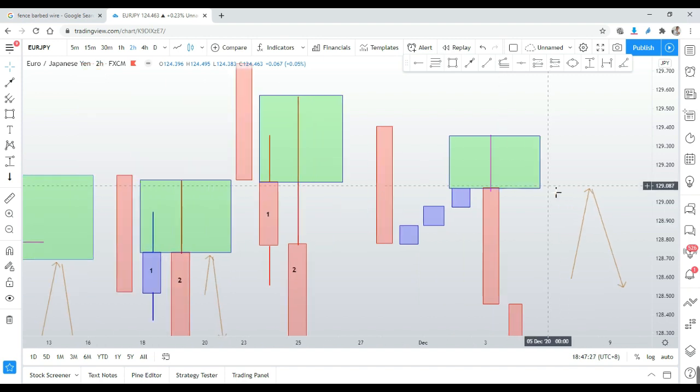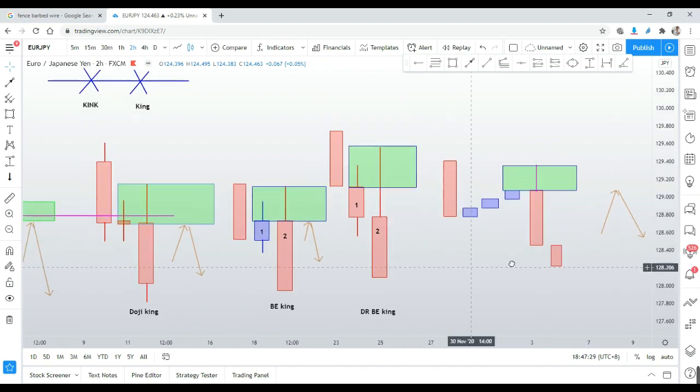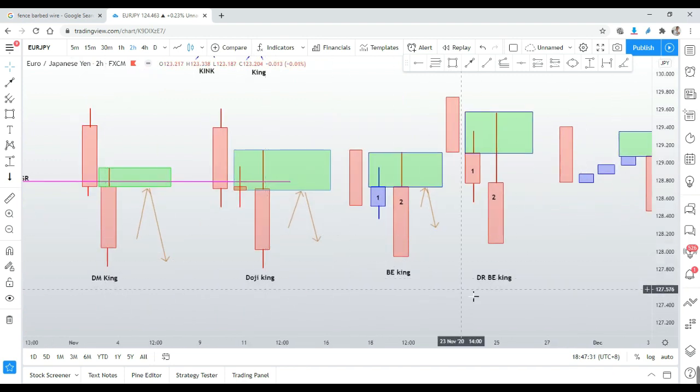Hopefully you guys understand this is how we define our king, and how we trade our king and our zone.